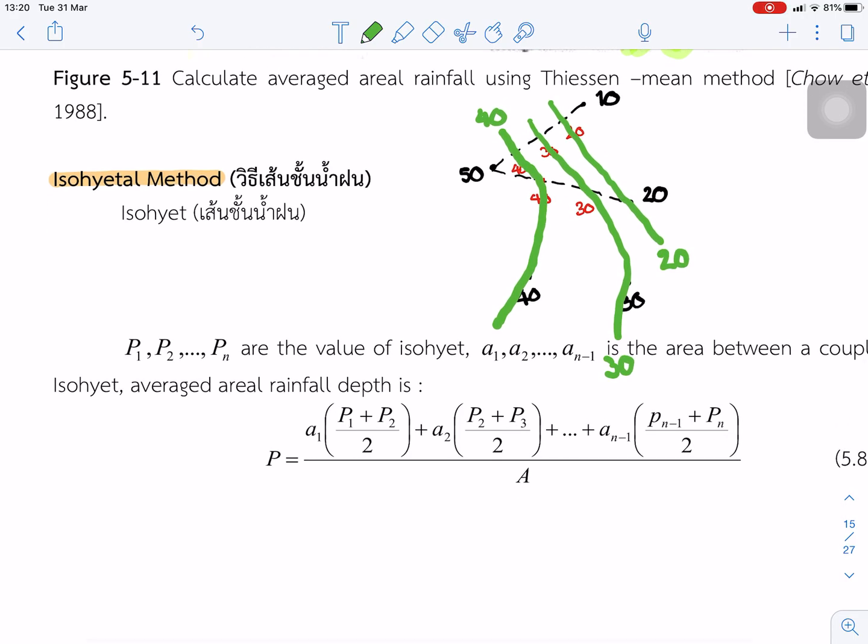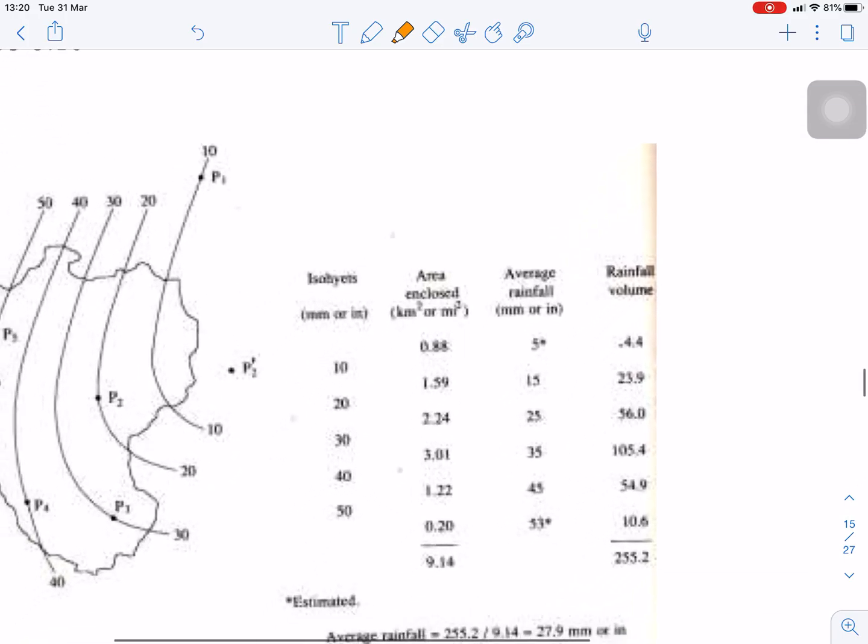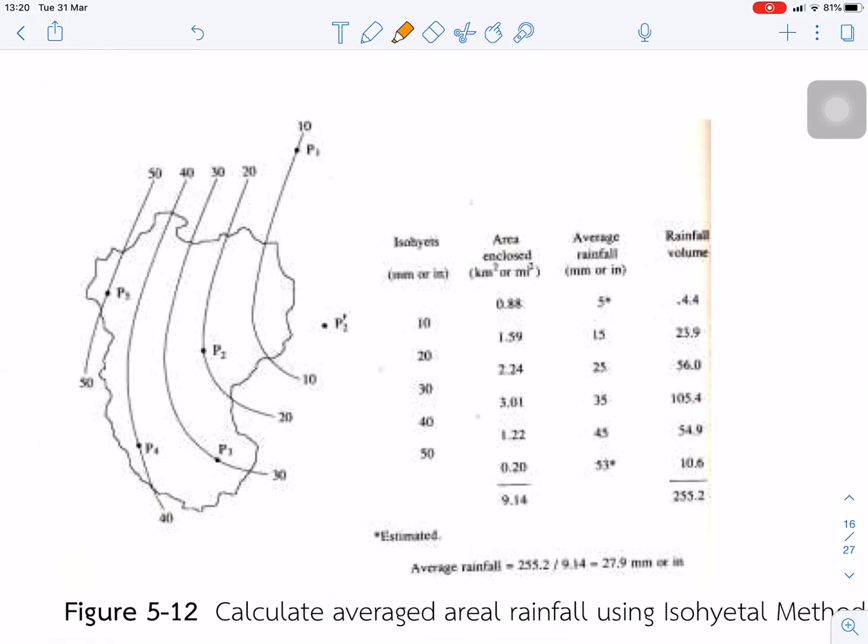To estimate the average depth of rainfall, we use the average between each line, multiply by the area between each line, and divide by the whole area. Okay, I'll show you next how to estimate. Next example, to estimate average depth of rainfall from the iso-height method. For example, this is for contour lines 10, 20, 30, 40 and 50.